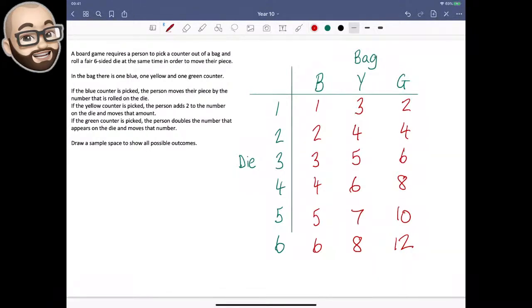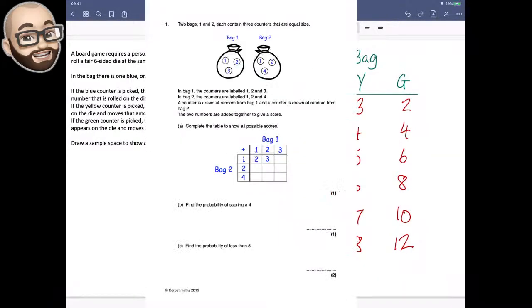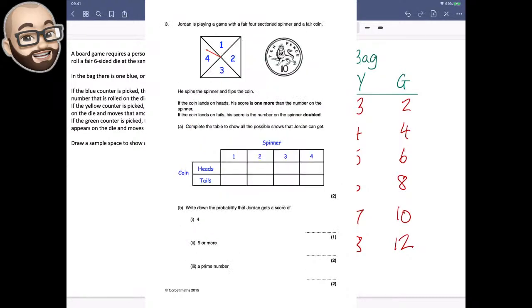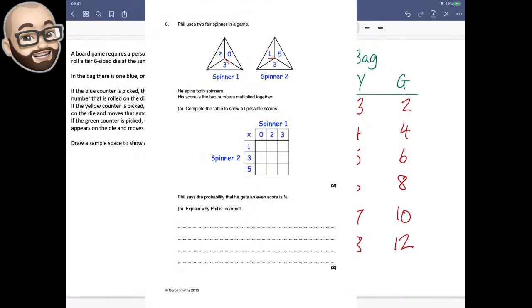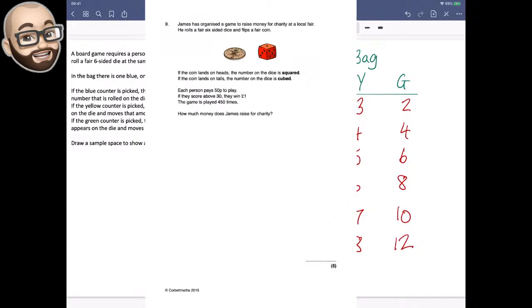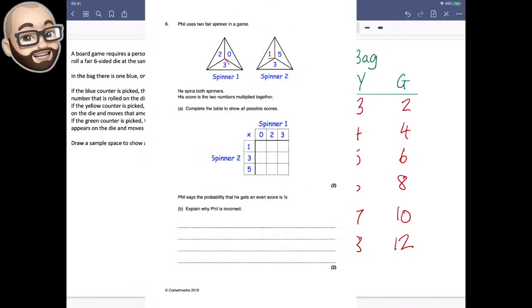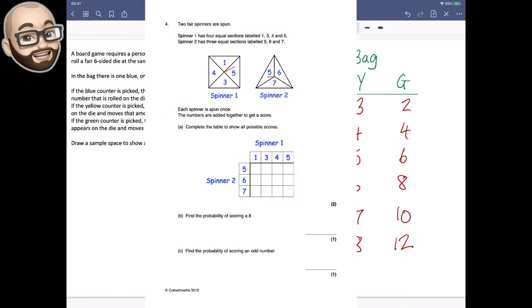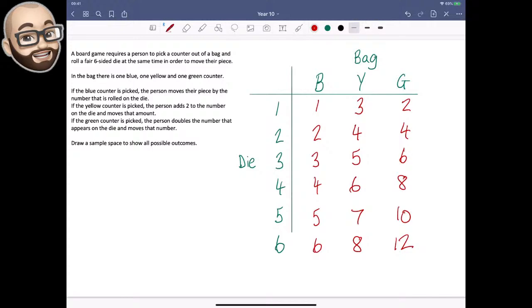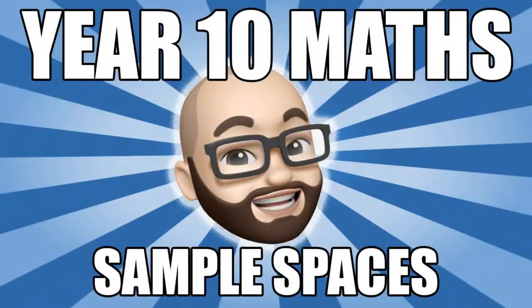Hopefully these aren't too tricky. You do have a set of questions. And again, it might look like there's a load of questions, but these are not tricky at all. Okay, it is just drawing little tables, filling in the right numbers, and maybe answering a probability question based on your table when you're finished. So that's the sample spaces part done.